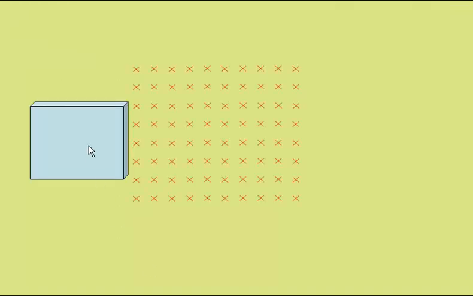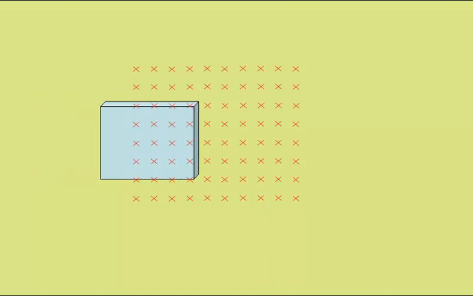Here we have a piece of metal, and here we have a uniform magnetic field going into the screen, represented by these crosses. As the piece of metal moves into the magnetic field, the flux through the metal changes, and a current will be induced in the piece of metal. This is an eddy current.